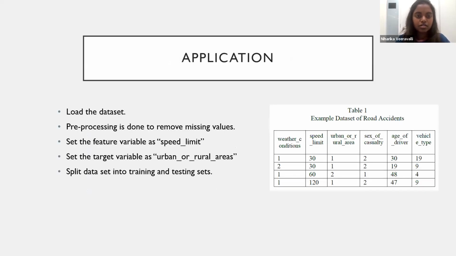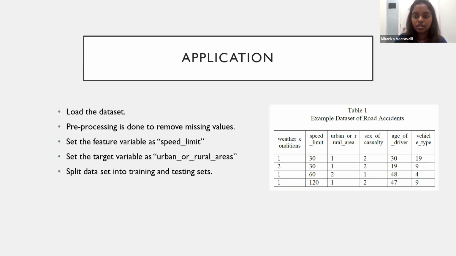The application of this algorithm on my problem is done as follows. This is the example of my data set. There are weather conditions, speed limit, urban or rural areas, sex of casualty, age of driver, and vehicle type.